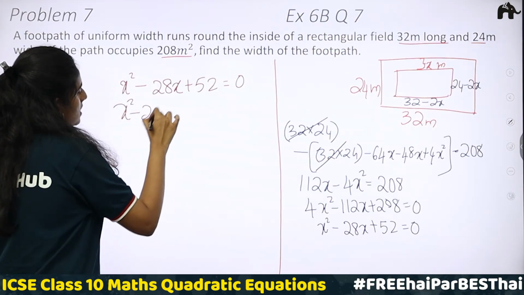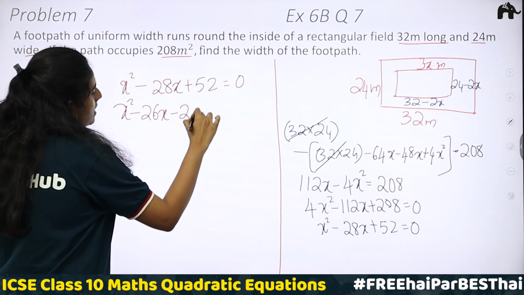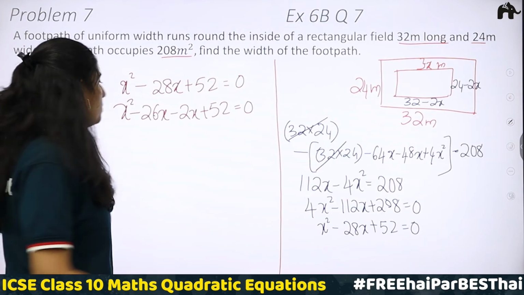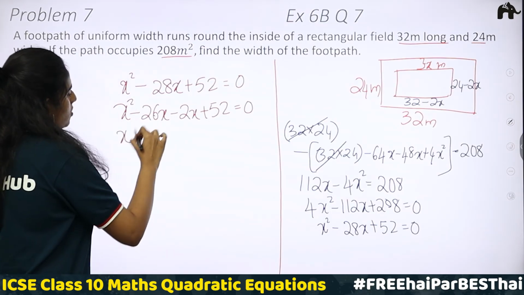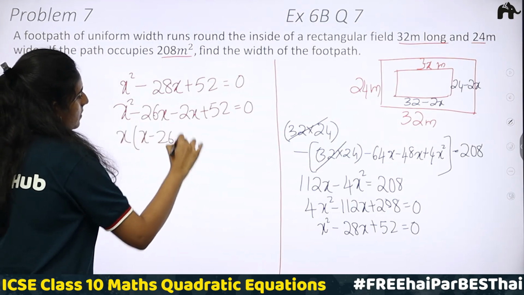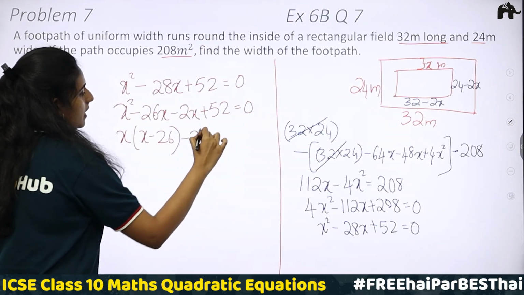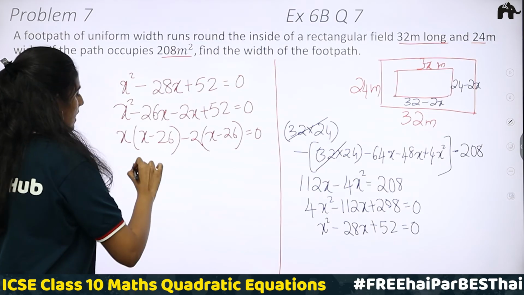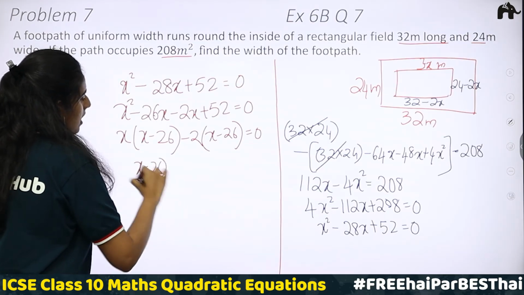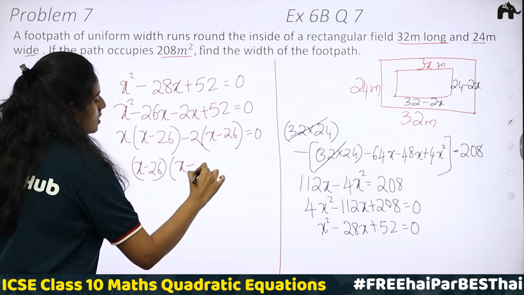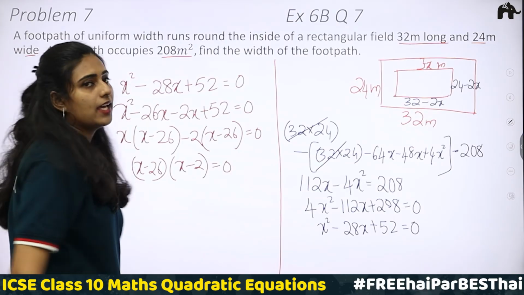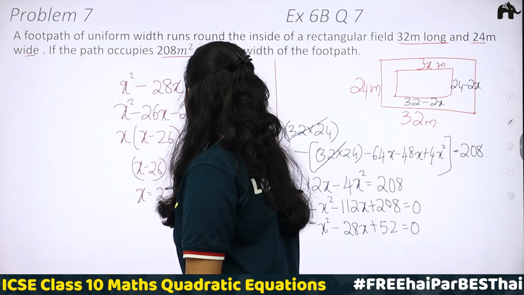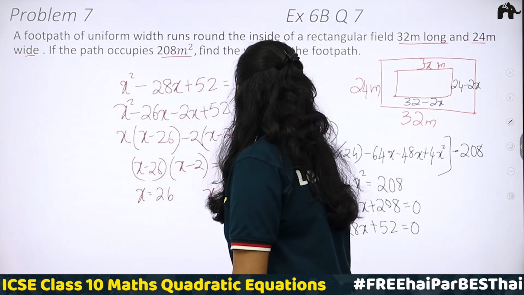x square minus 26x minus 2x plus 52 is equal to 0. Taking common, from here x can be taken out, x minus 26. Here minus 2 can be taken out, again x minus 26. That is equal to 0. x minus 26 is taken out and remaining x minus 2, which is 0. Applying the zero product rule, we will be getting x is equal to 26 or x is equal to 2.